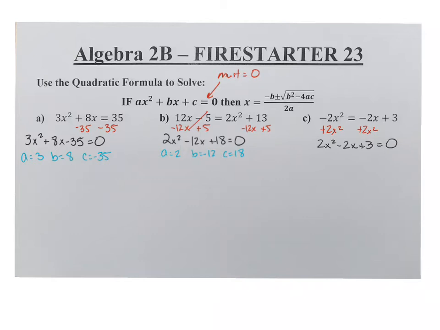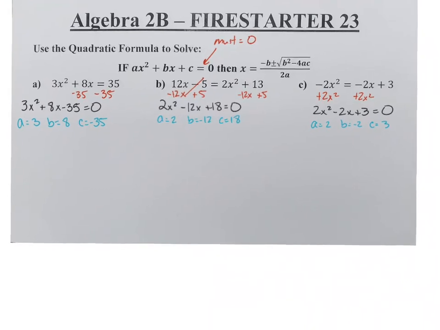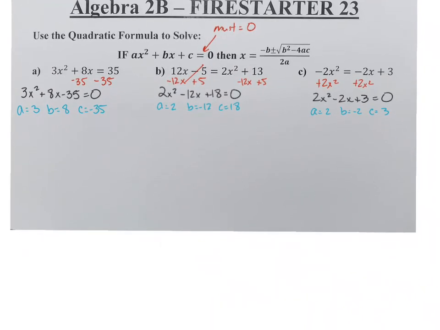And I found A, B, and C because that's pretty much anything anybody can do. So A is 2, B is negative 2, C is 3. Right? That's everything that we need to know how to do to start. All right. Now, I'm going to go back to example A.